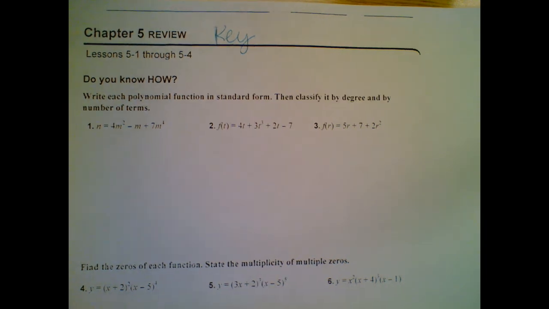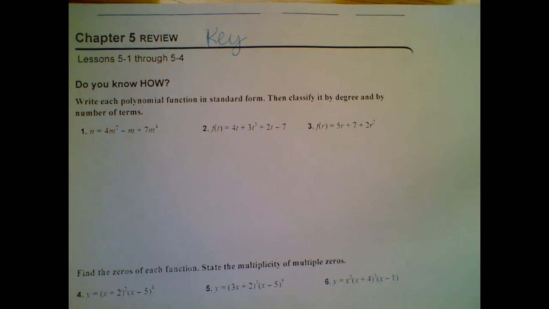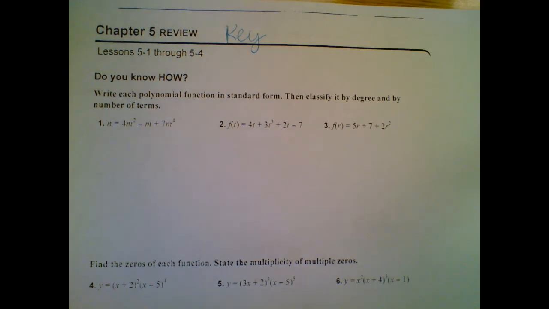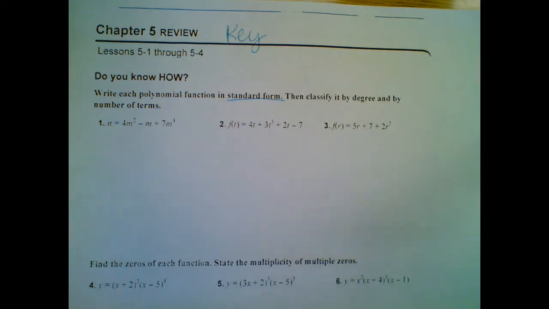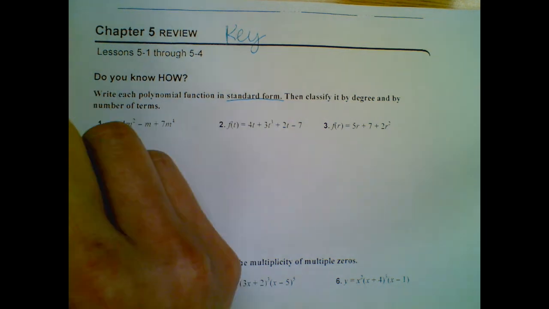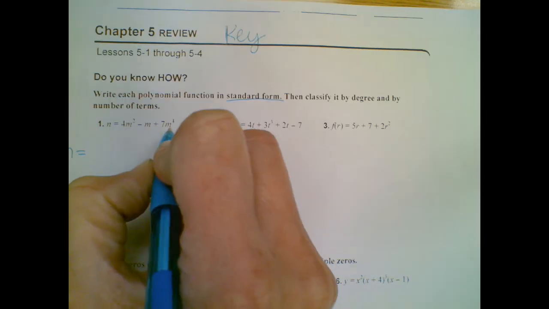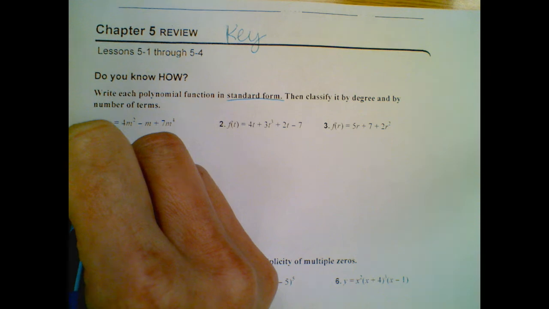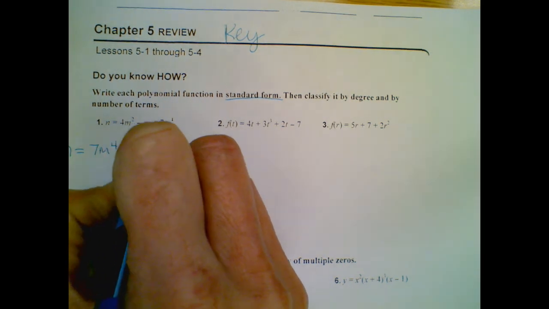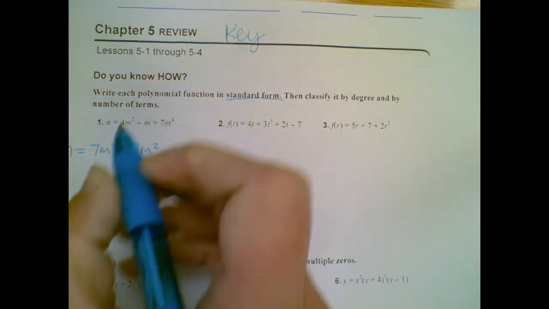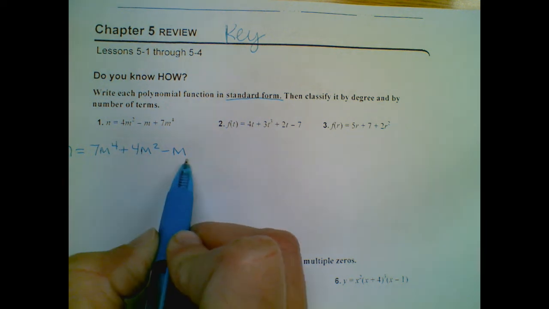So for the first problem, it says, please write in standard form, then classify by the degree and the number of terms. So standard form, don't overthink it. They just want you to rearrange the terms from highest to lowest in terms of the exponents. Any like terms, you want to combine together. So for the first problem, the 7m to the fourth we're going to put first, then plus 4m squared, then minus m. So notice our exponents are highest to lowest.